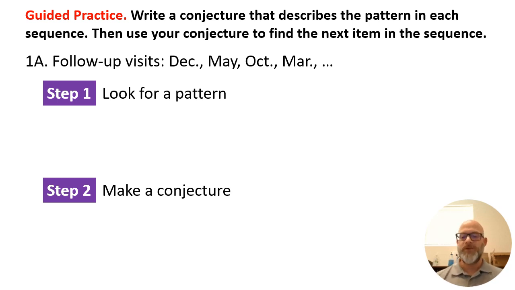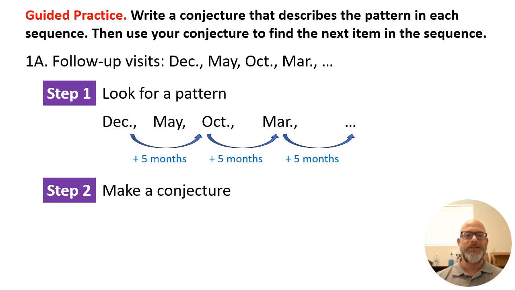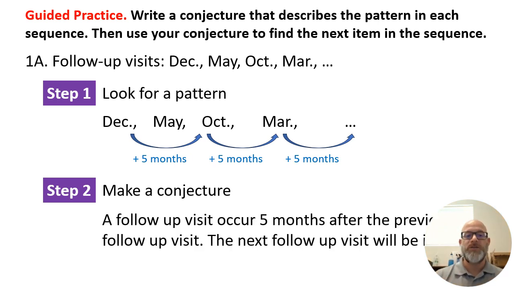All right. So what pattern do we have here? Well, it looks like every 5 months. I think you might have been thinking, I thought it was every 6 months. Well, we don't include the first month because that's like time 0. And the next month, January, would be time 1, and then February time 2. We'll start from time 0, not time 1. Makes more sense. So 5 months at a piece means that my conjecture is a follow-up visit occurs 5 months after the previous follow-up visit. So the next visit will be in August.